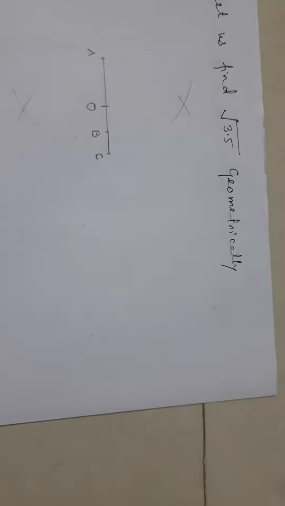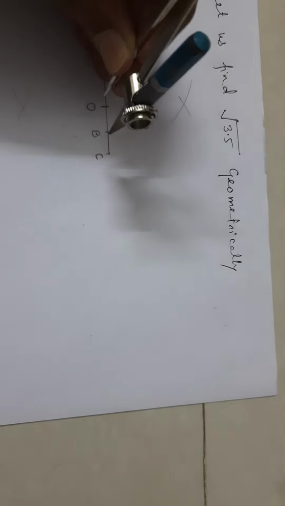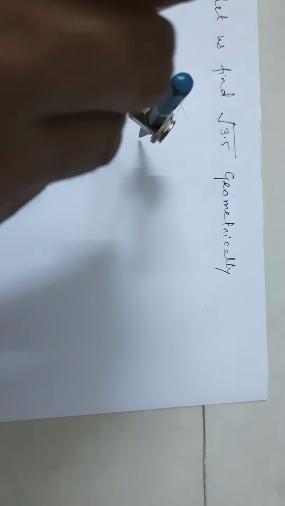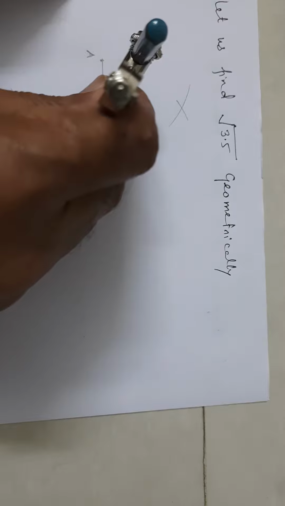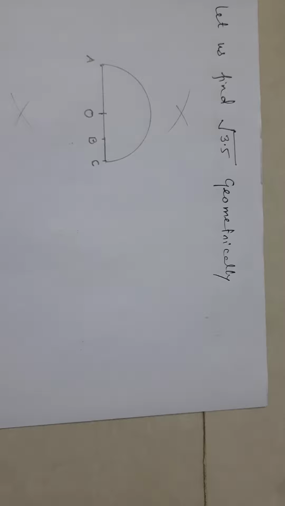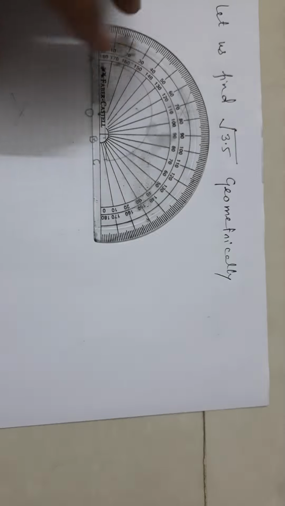So we will be able to now draw a semicircle taking O as the center and either OC or OA as the radius. So we are drawing this particular semicircle. Now at B, at right angle, we are going to draw a line segment.